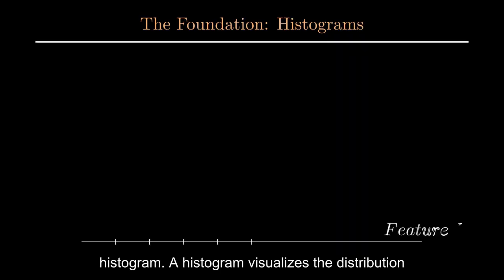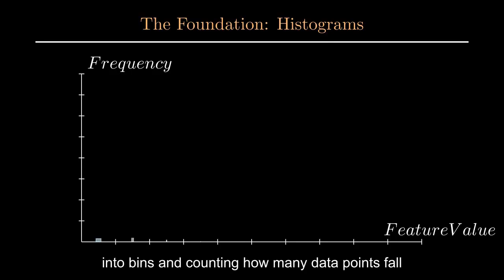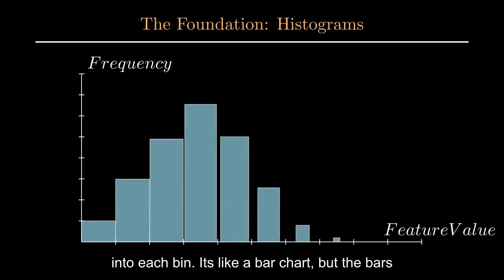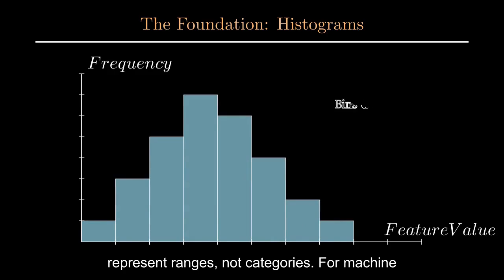Let's kick things off with a foundational tool, the histogram. A histogram visualizes the distribution of a single numerical variable by dividing the data into bins and counting how many data points fall into each bin. It's like a bar chart, but the bars represent ranges, not categories.